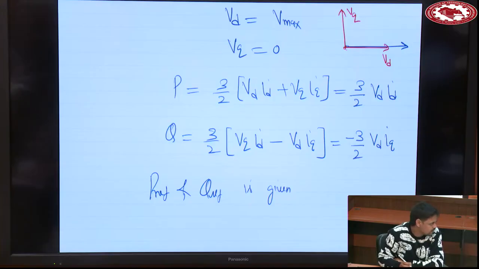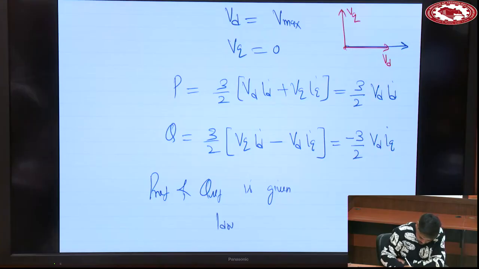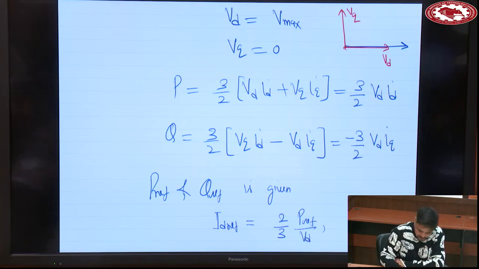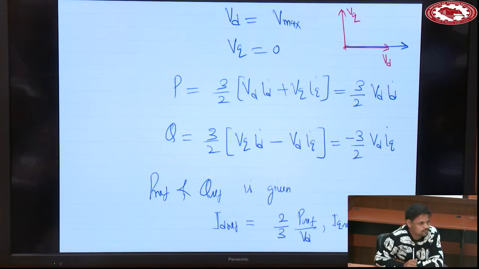VD is not in your hand, it is dictated by the grid, so then you can calculate ID ref and IQ ref. So ID ref is nothing but 2 by 3 times P ref upon VD, and IQ ref is minus 2 by 3 times Q ref upon VD. Making sense?